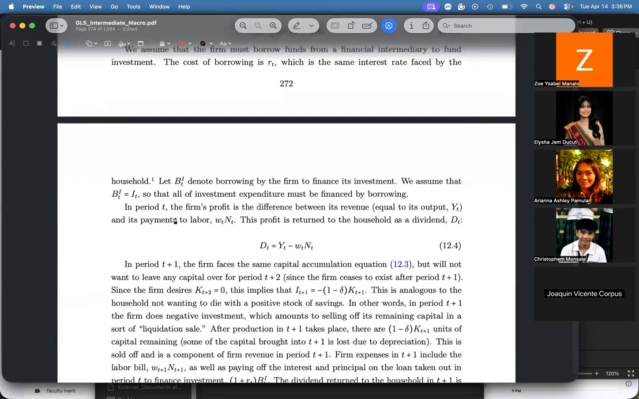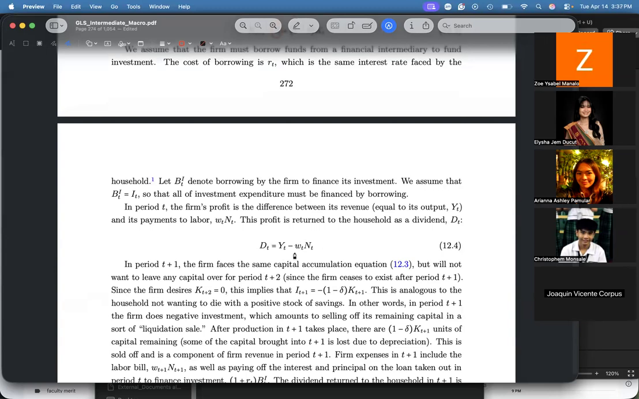Now, in period T, the firm's profit is the difference between its revenue, Y, and its payment to labor, W_T L_T. And this profit is returned to the household as a dividend, D. So this D stands for dividend. And dividend is just the difference between your output and how much you pay your workers.